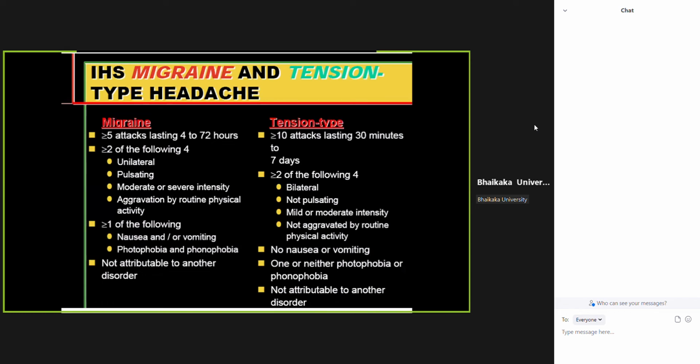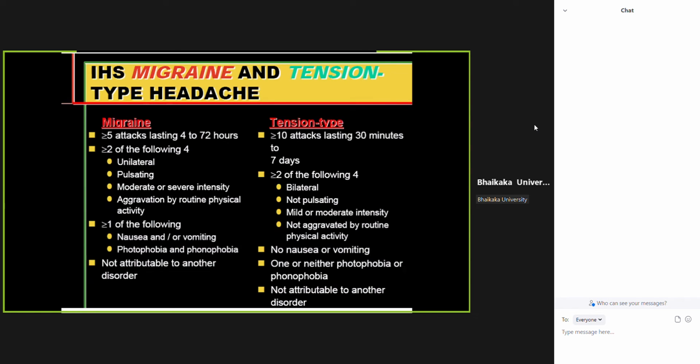Along with 5 attacks, there should be 2 or more criteria of the following 4. Headache may be unilateral, headache should be pulsatile, headache should be moderate to severe in intensity, and the patient does not want to work. Headache usually would be aggravated by physical activities. All 4 may not be needed, but at least 2 should be present. That means headache in migraine may not always be unilateral. It can be bilateral also.